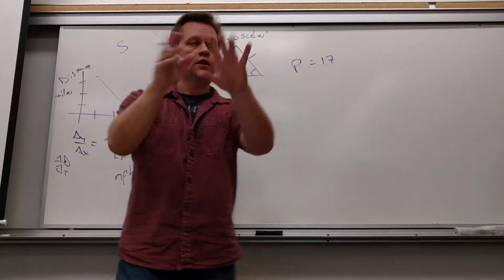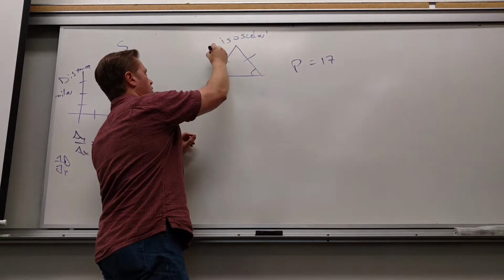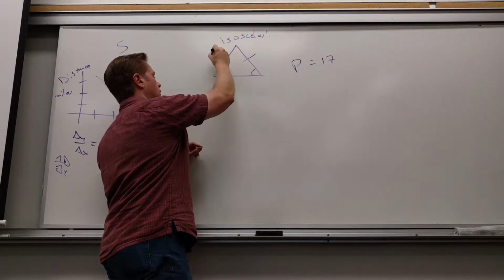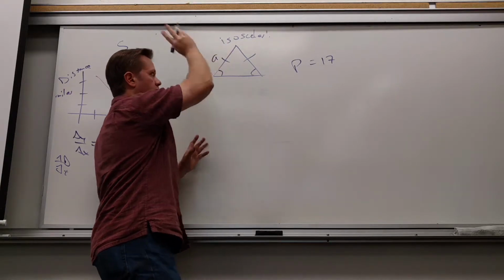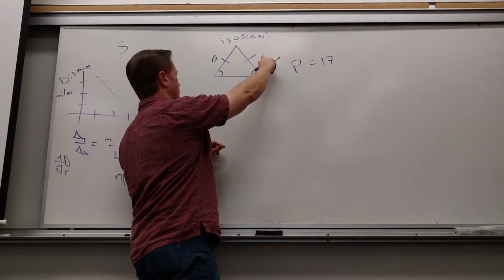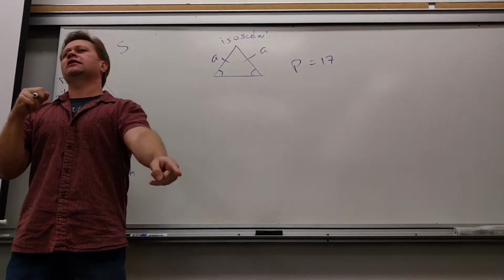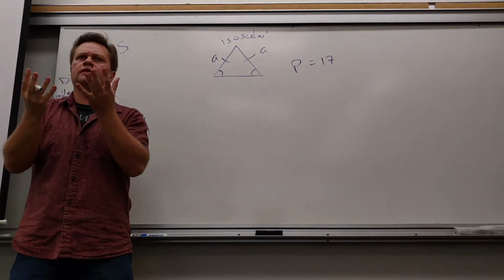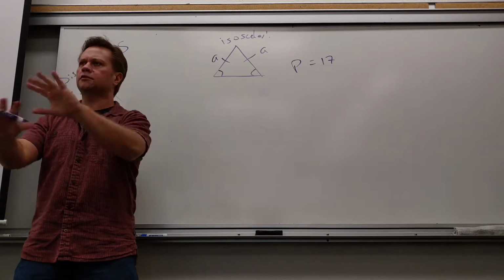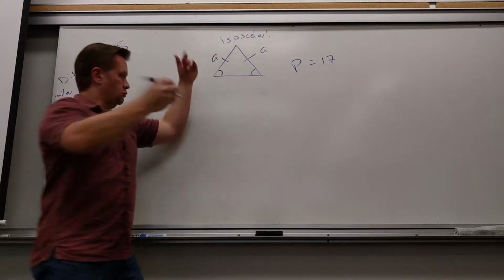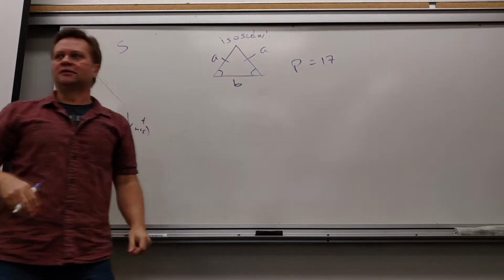So now watch what we can do. If I call this side A, what am I going to call this side? A also, because those sides are equal. In fact, they tell you in the problem. They already said the word isosceles, they shouldn't have to say they're equal in length. That's what isosceles means. So what's that other side? Let's call it B.